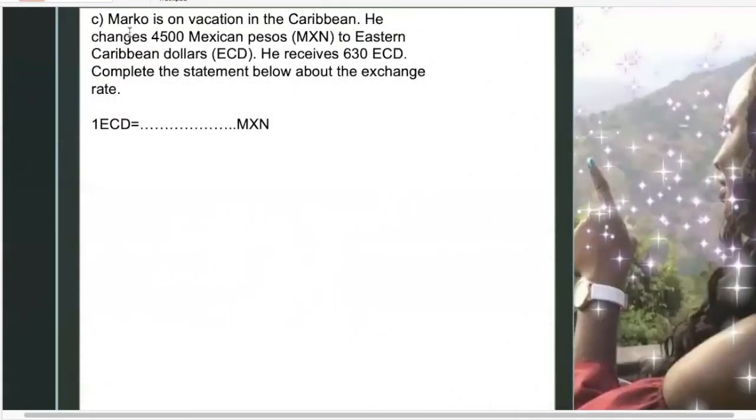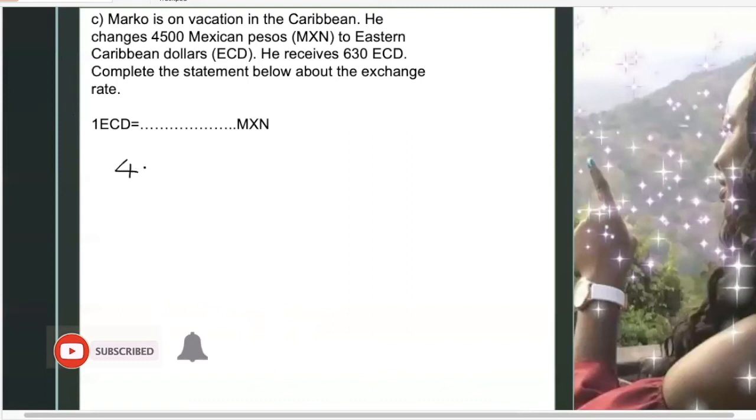Now the next activity we have here is an exchange rate question. Marco is on vacation in the Caribbean. He changes 4,500 Mexican pesos to Eastern Caribbean dollars. He received 630 EC. Now complete the statement below about the exchange rate. We want to know how many Mexican pesos we should have to buy 1 ECD, which is Eastern Caribbean dollar.